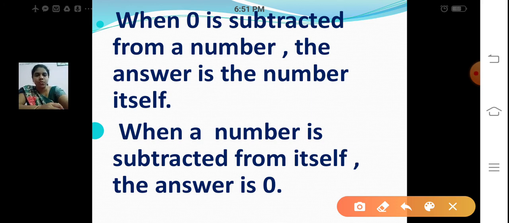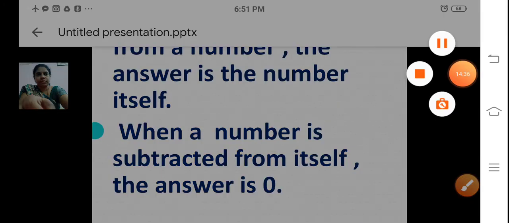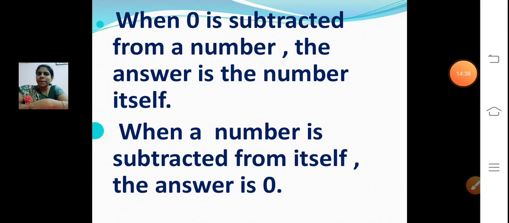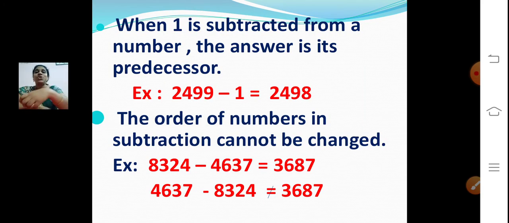Next, let's move on to the next one. When a number is subtracted from itself, the answer is 0. So when you subtract 5000 minus 5000, my answer is 0, right? So next, let's move on to the next one.